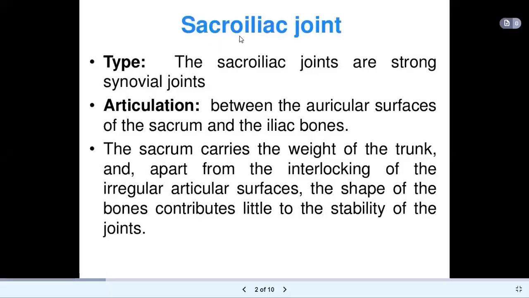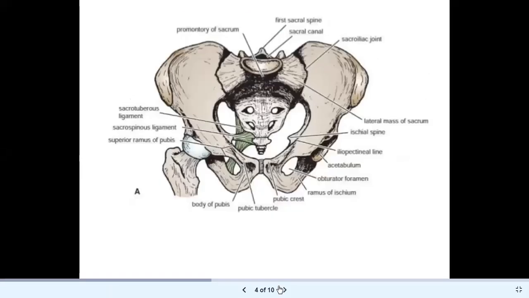Now, when you talk about the sacroiliac joint, it is quite strong. These are strong synovial joints. The articulation is between the auricular surface of the sacrum and the iliac bones. The sacrum carries the weight of the trunk, and apart from the interlocking of irregular articular surfaces, the shape of the bones contributes little to the stability of the joint. Now you can see this is the auricular surface of the sacrum and the corresponding auricular surface of the hip bone. And here you will see the formation of the sacroiliac joint.